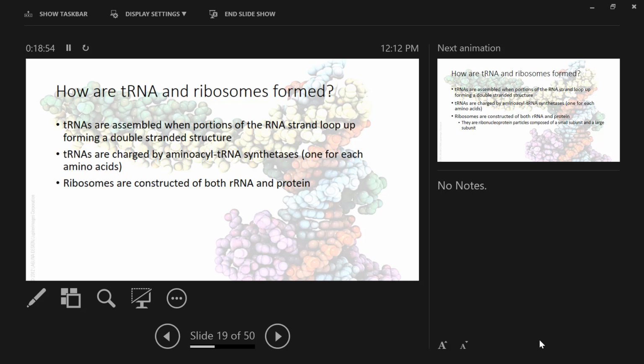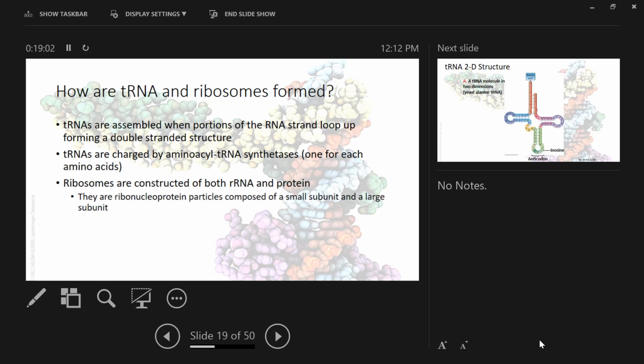Now, ribosomes are constructed of both ribosomal RNA, 4 different types of ribosomal RNA, and a number of different proteins. And so they have both a small subunit and a large subunit. Which one binds first in translation? Small or large? Small. Small binds first. Small binds the mRNA first, and then the large gets recruited later on. That's an important piece to keep in mind.